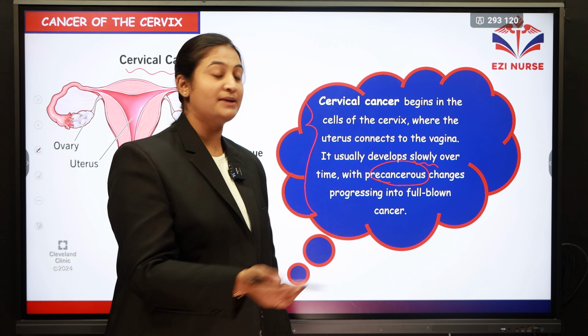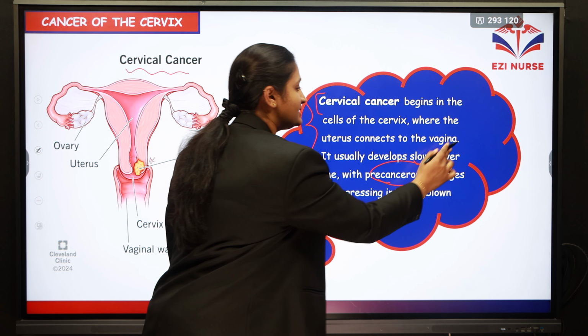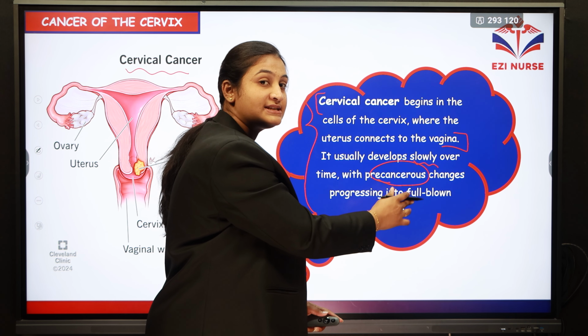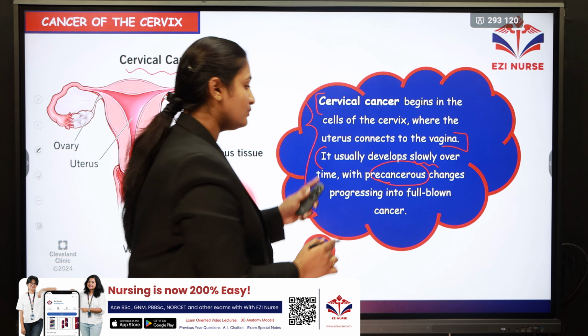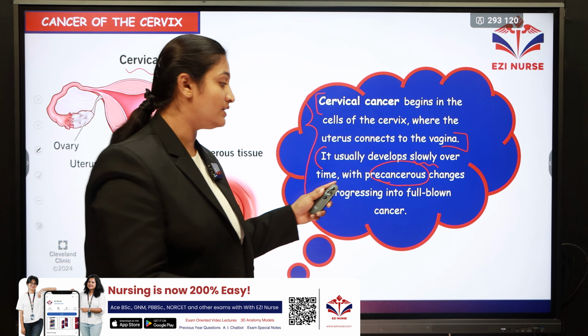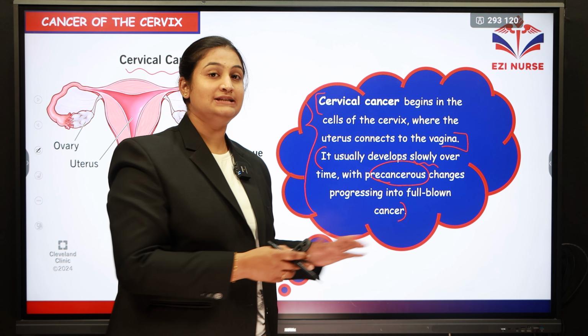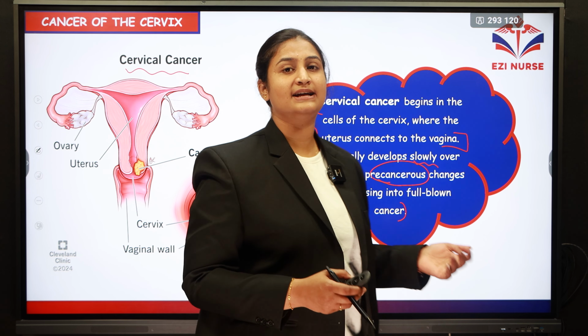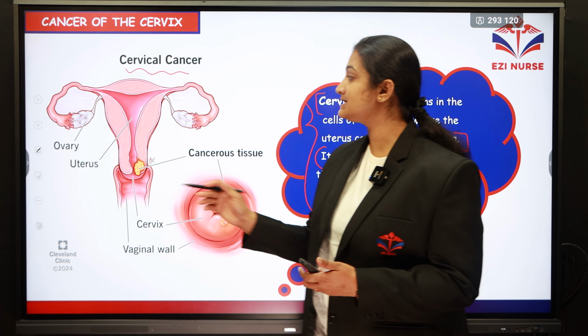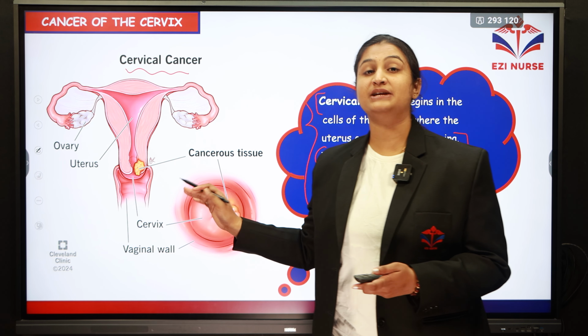How can you remember this? You can start from the cervix and end with the vagina, make that one point, then come to how it is caused and end it. So this is cervical cancer. This can be asked for 2 marks, and if you are able to draw the diagram, it is well and good.